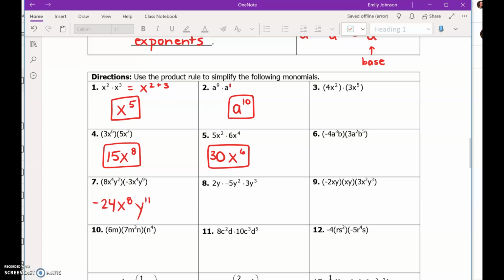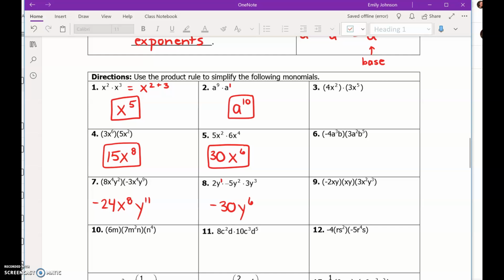All right, in number 8, they all have a letter y, so we actually are allowed to multiply all 3 of these numbers. 2 times negative 5 would be negative 10, times 3 would be negative 30. Remember, there's actually a 1 after this y, so we will add 1 plus 2 plus 3. 1 plus 2 plus 3 would equal a total of 6.